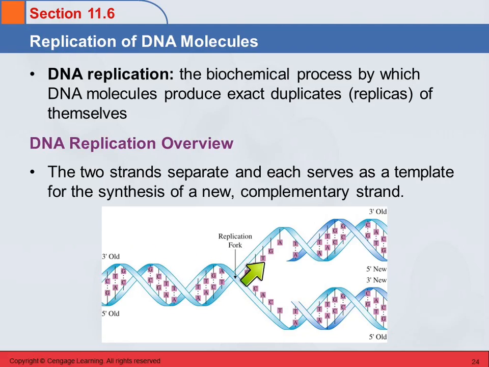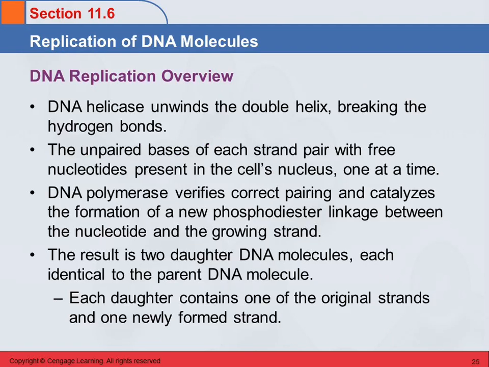So what happens is this separates, and the point at which it separates is called the replication fork. So it kind of unzips almost like a zipper. So I believe it's an enzyme, comes along and opens this up, and then the two individual strands are separated, and the new nucleotides can come in.